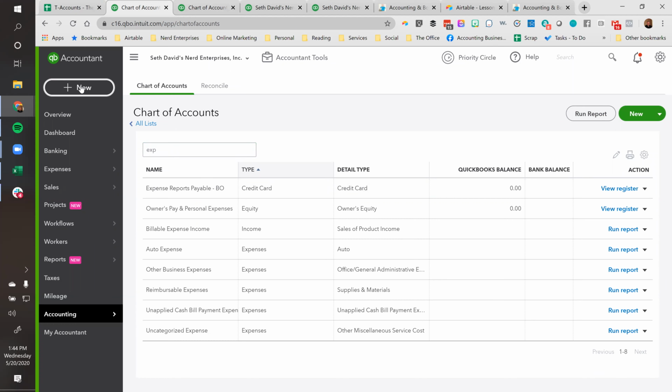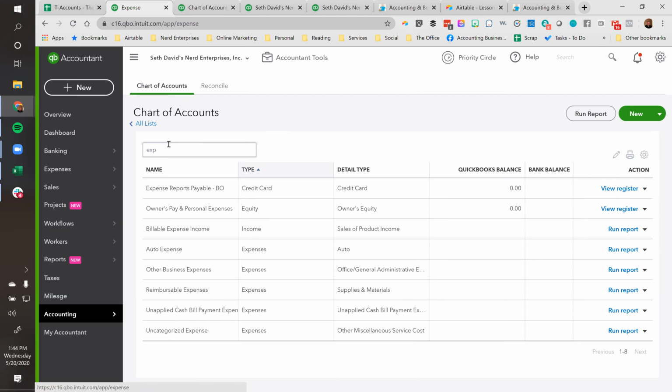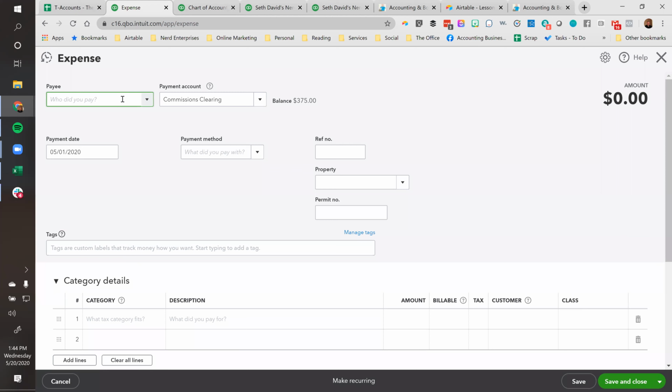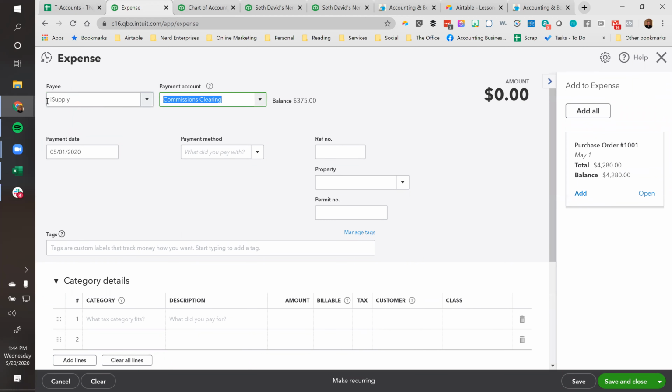So now what we're going to do, remember, she said there was a PO, so we recorded the PO, and that's important because we want to make sure when we record the payment of this expense that we do it and we pull the PO in, right? So I'm going to say new, and I'm going to say expense, and the payee was I supply. And as soon as I put in that payee, it brings up the purchase order over here. So now all I've got to do is say add.